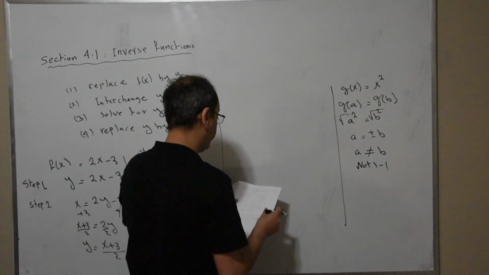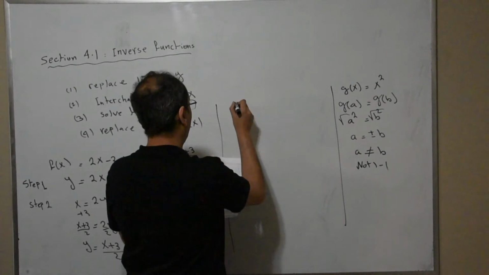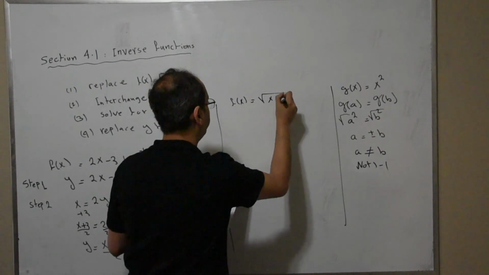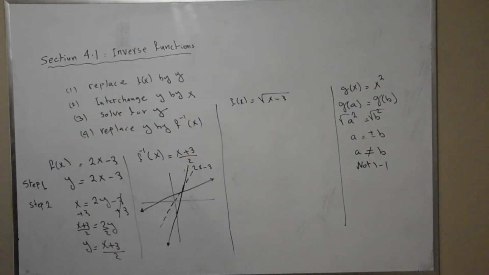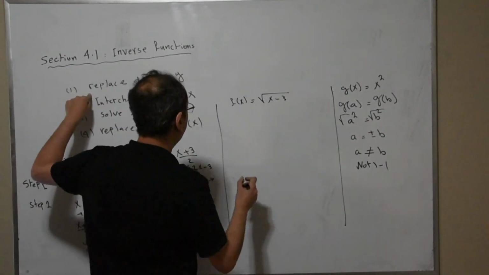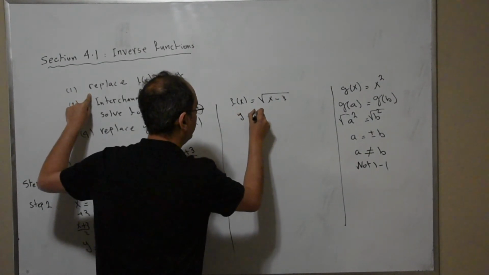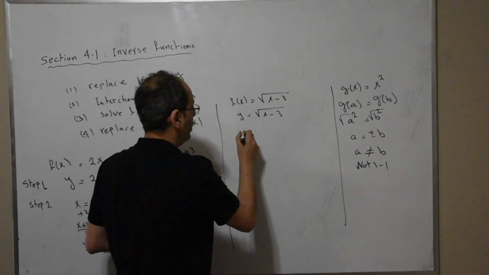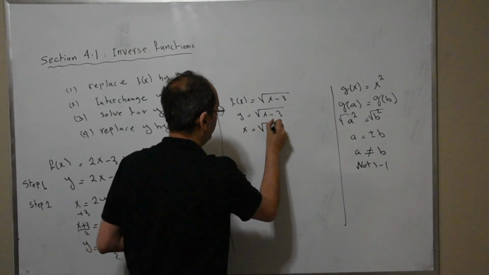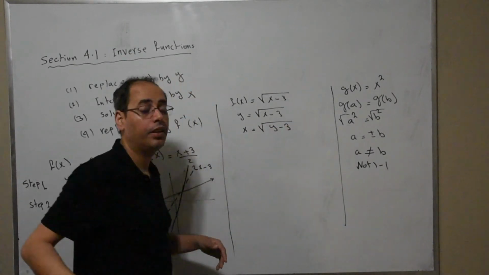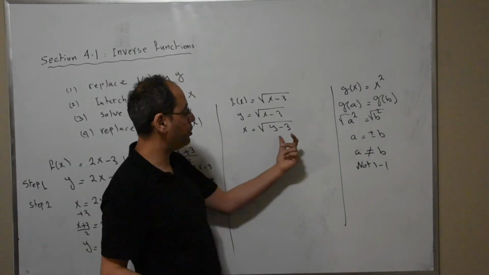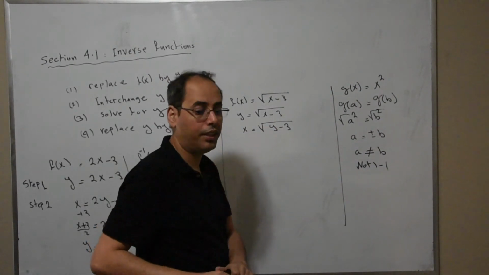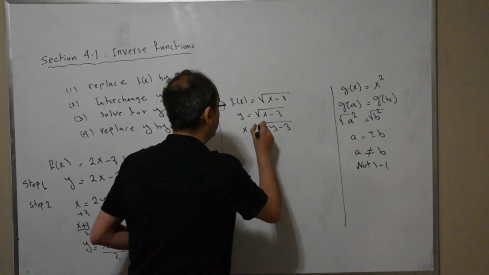I have f of x equal the square root of x minus 3. I need to get the inverse function of that. Okay, so the first step, replace f of x by y, and then interchange y by x and x by y. So x is the root y minus 3. The third step is to solve for y. So this is under square root. In order to solve for radicals, I take the square root of both sides.